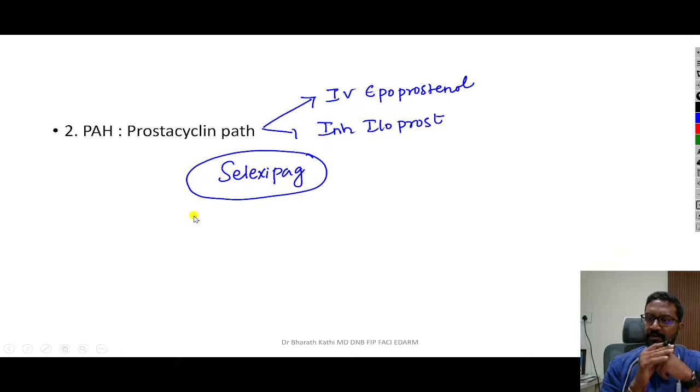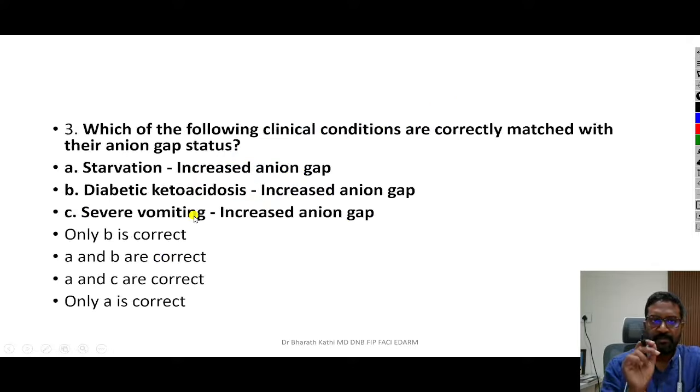Now what about this, Dr. Kathi Adhikari? Was there a question like this? Which of the following works on prostacyclin pathway? Other drugs such as riociguat or bosentan, ambrisentan, they work on different pathway. Then which of the following?